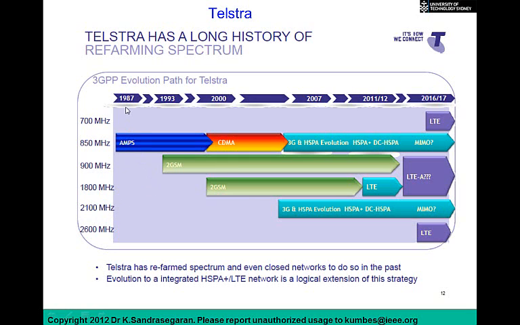So back in 1987, Telstra launched the first generation AMPS network, and then they gradually replaced it by a CDMA 2000 network, and then they shut down the CDMA 2000 network and they started operating the wideband CDMA network. The GSM network continued to operate on the 900 megahertz band and the 1800 megahertz band, and eventually these were replaced by LTE, and then they will be replaced by LTE Advanced in the future.